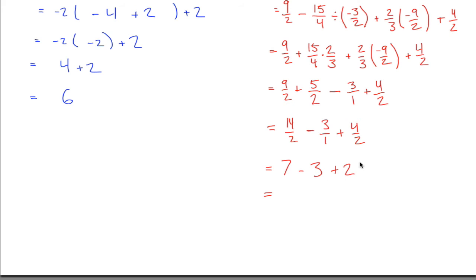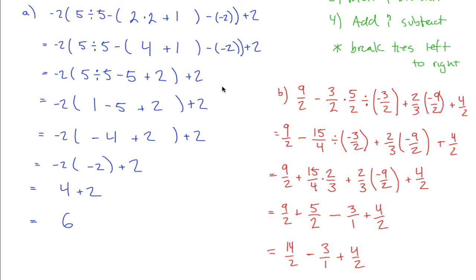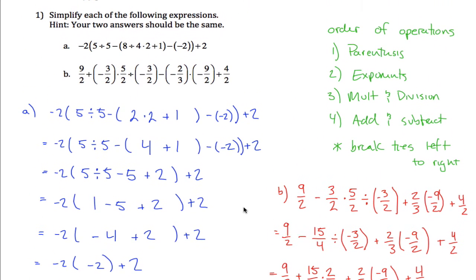Now you got to be careful. You don't want to add 3 and 2 together. You want to work from left to right. So 7 minus 3 is 4. And 4 plus 2 is 6. Sure enough, the same thing we got over there. So there's a couple different ways you can do these, and your work might look a little bit different. But these are the basic steps, and kind of following these order of operations that solves this problem.